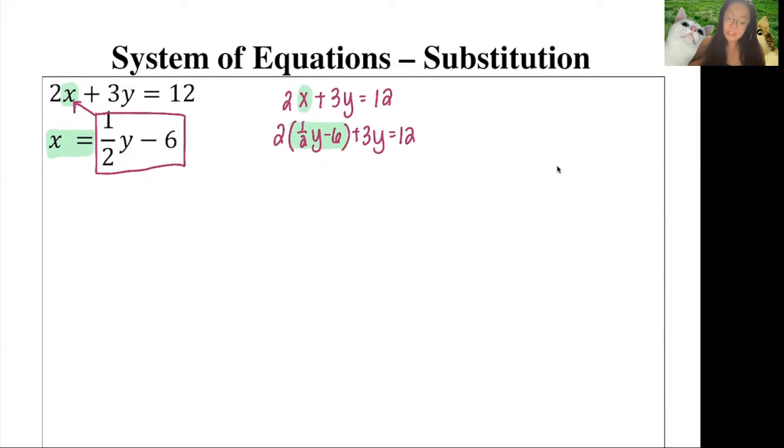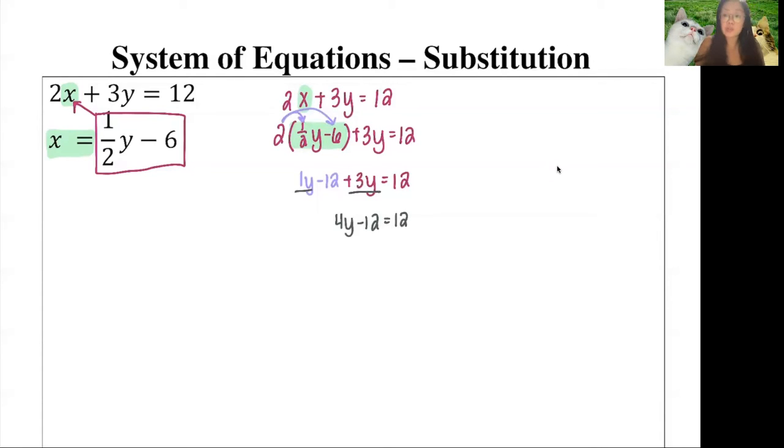Once we have that, make sure you have your calculator out, and we are going to distribute this 2 outside our parentheses. So 2 times 1/2 y is just 1y. 2 times negative 6 is negative 12. We have a 3y, so let's bring everything else down. And we have to bring down our equals to 12. After this, we combine like terms. 1y and 3y combines to give us 4y. Bring down our negative 12 equals to positive 12.